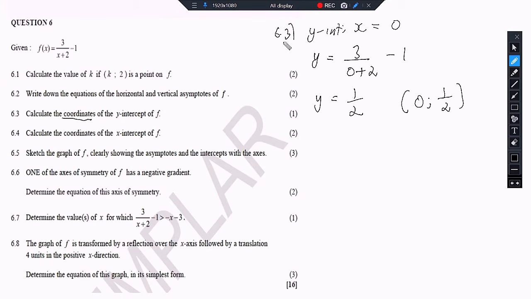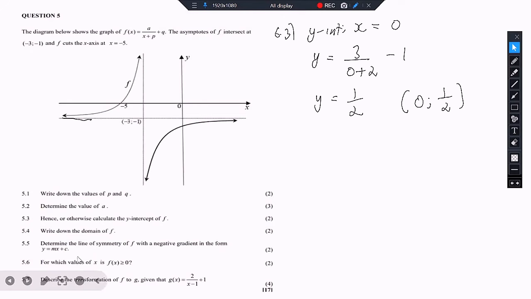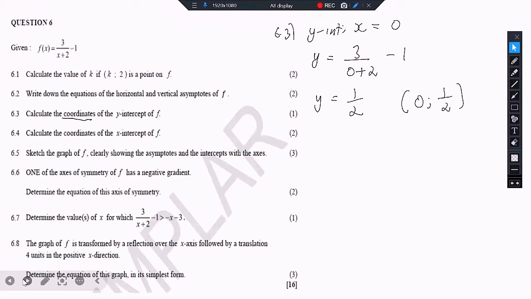So it's different from what we have here. If you take a look at this previous question that we did, this one was simply saying, hence or otherwise, calculate the y-intercept, which is why we did not have to write it in coordinates. If you did write it in coordinates, it's okay, but it was not necessary because they did not say the coordinates. But once they say the coordinates, you must always present your solution in terms of the coordinates.